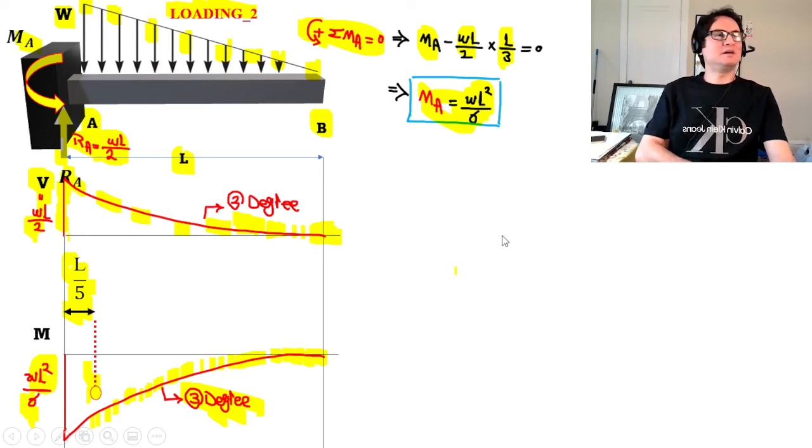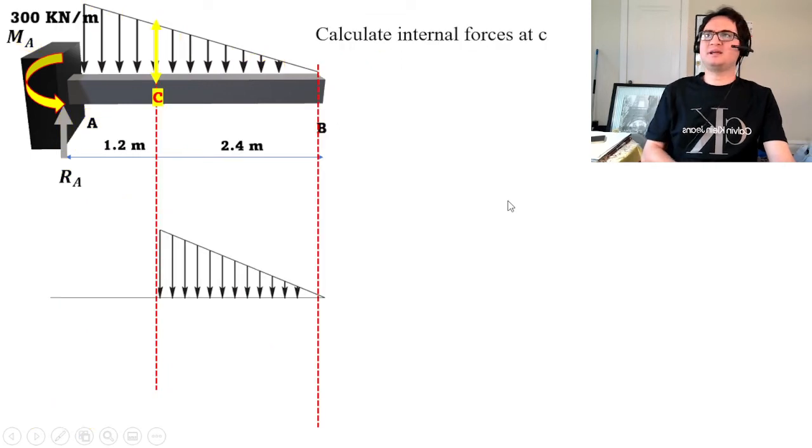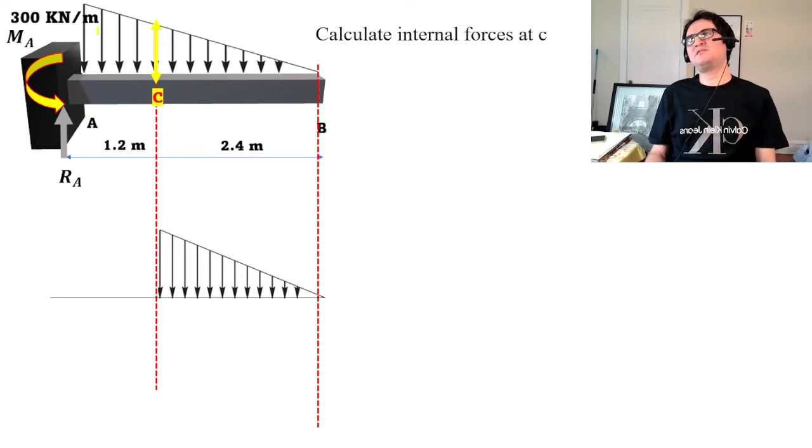Let's overview the effect of internal load. If we want to cut a section, for example, if I have this loading on a cantilever, with a bigger chunk of a triangular load closer to the support A, and that's 300 kN per meter, and we want to know what happens if we cut the section at C.